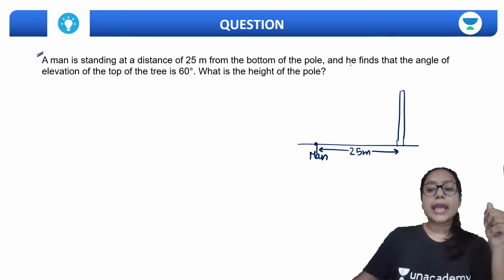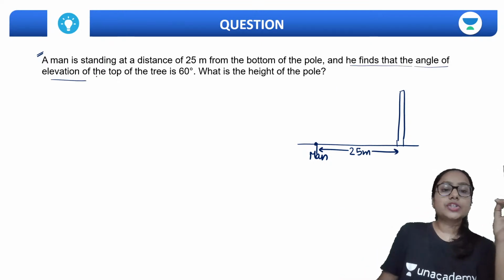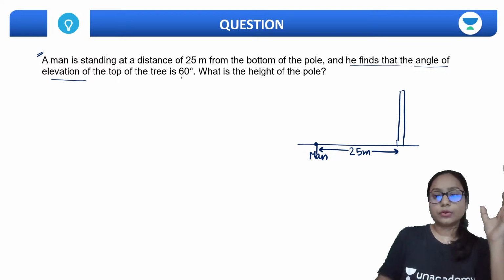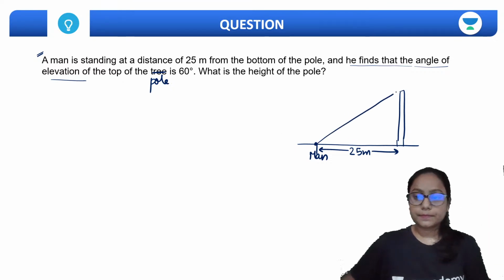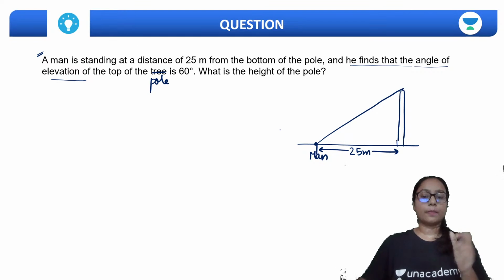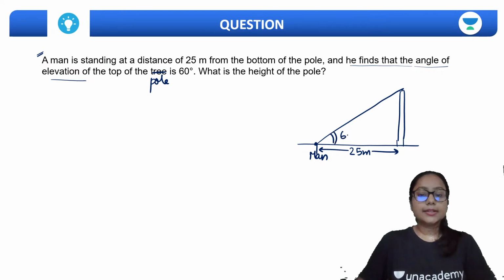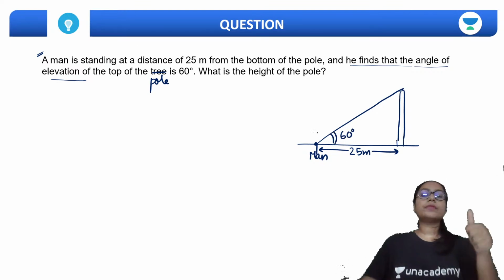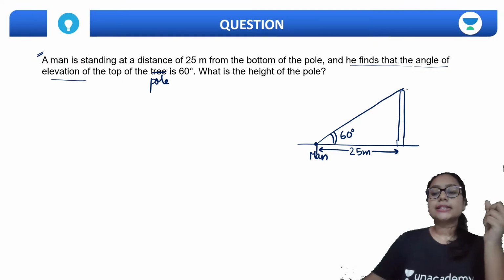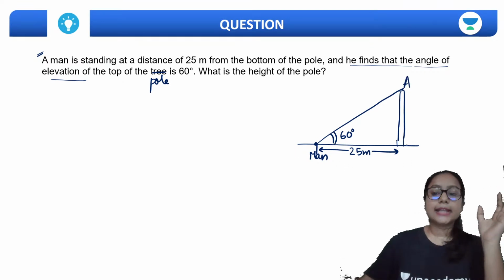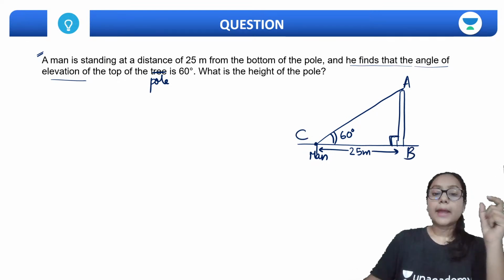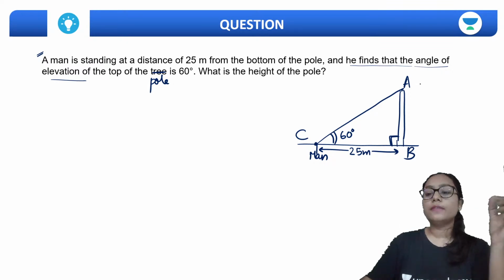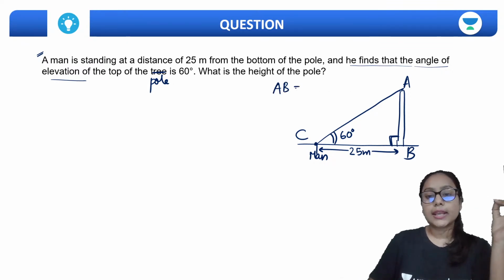Let us read further. And he finds that the angle of elevation of the top of the tree. Okay, so consider this also as pole. So top of the pole means this angle that is formed, angle of elevation. This angle is equal to 60 degree. You need to find the height of the pole. So this is a triangle that is formed. Let us take this triangle as ABC. Angle B is a right angle. By height of the pole, we mean we need to find the value of AB.